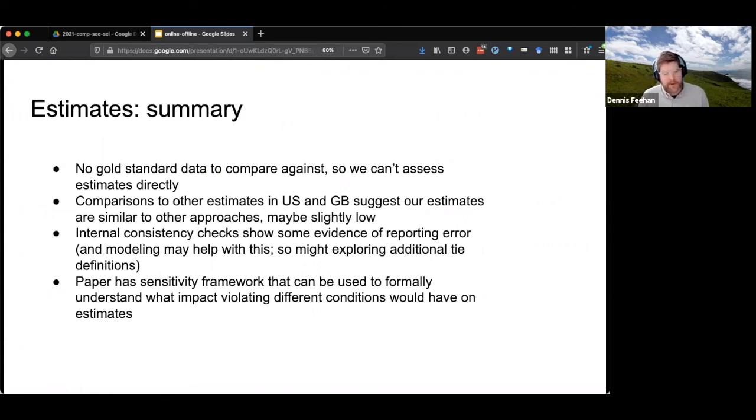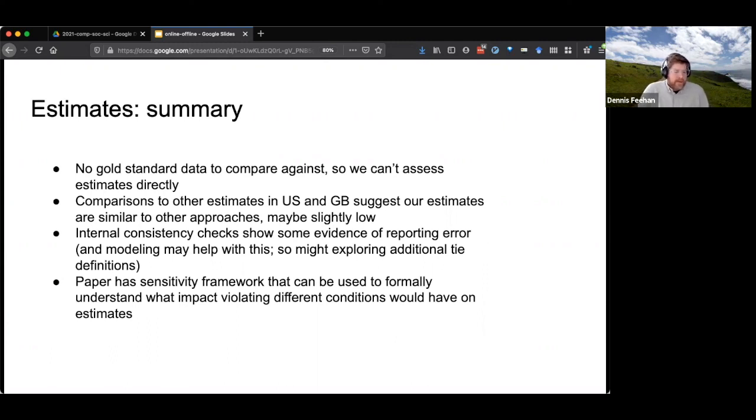The reporting error is something we might be able to make some progress on by building models, but actually I think the best way to minimize that reporting error over time is to keep collecting data with different types of high definitions and to try to zoom in on the type of network that people seem to be able to really accurately make reports about.